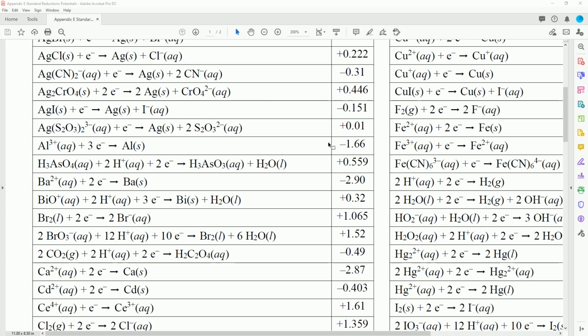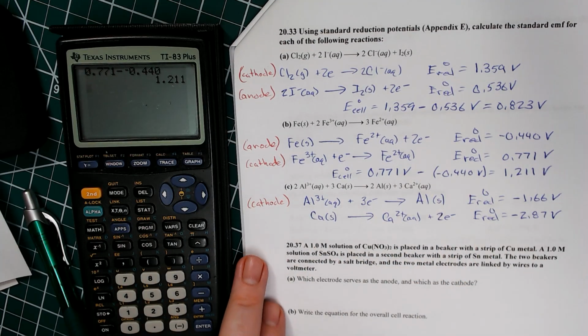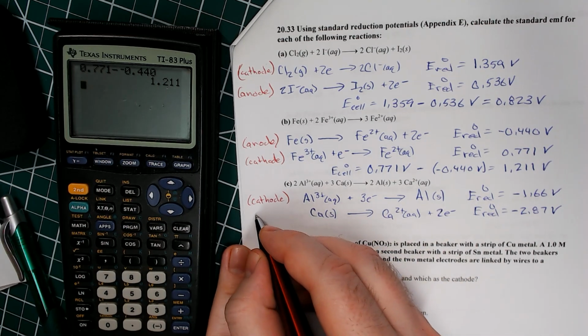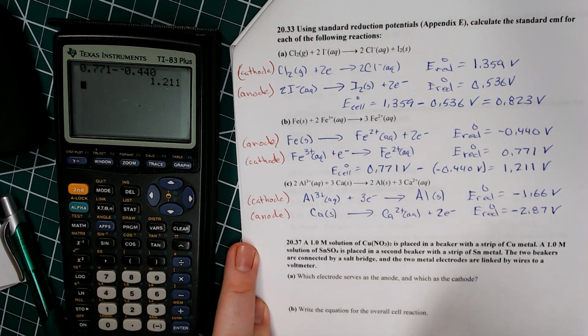So the aluminum is negative 1.66 volts. And the calcium is right here at negative 2.87. And that's a pretty negative number there, negative 2.87 volts. And so we'll go back. And now that we've got that, and just as a reminder, since this is the oxidation, the calcium is going to be the anode. So that's going to be our anode.